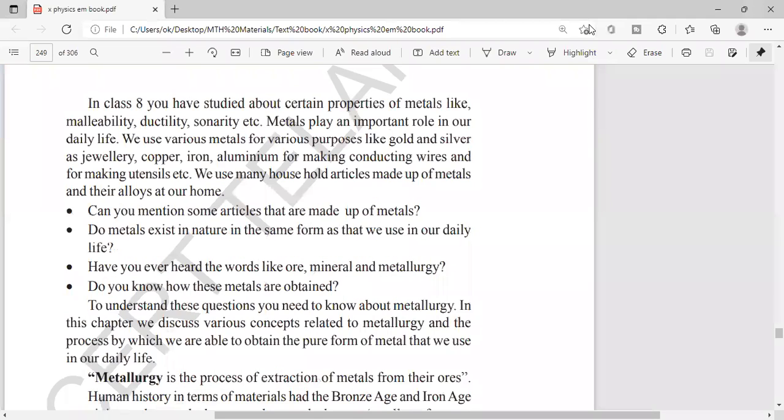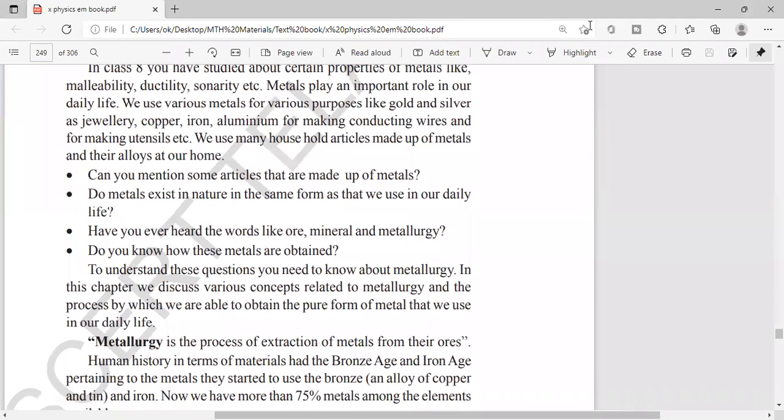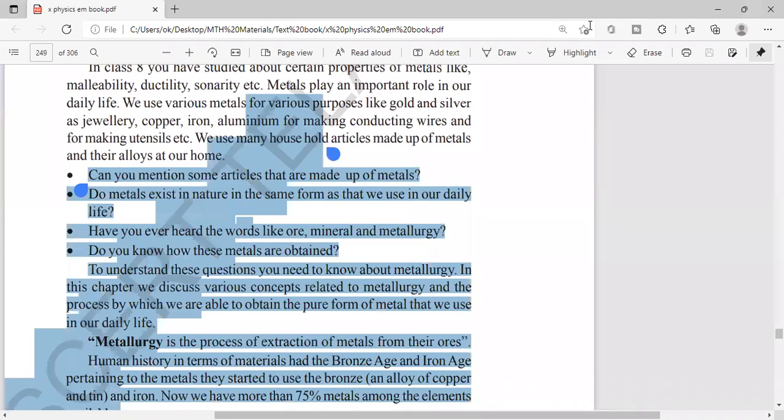Now try to answer these questions which are given in your textbook. Take a look at these questions.